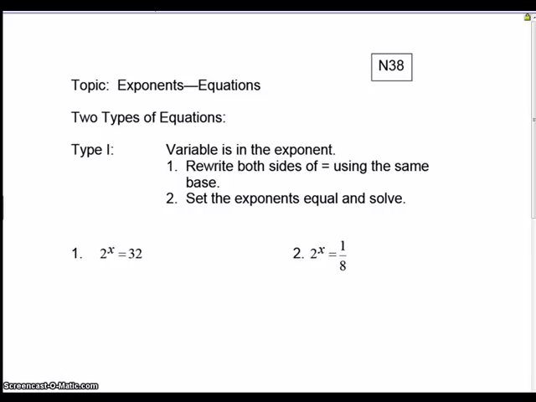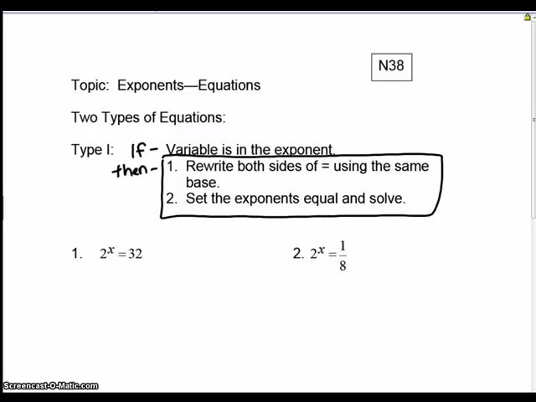Type 1: if the variable is the exponent, then this is what you're going to do. These are the two steps you're going to follow to solve for the variable. First off, you're going to rewrite both sides of the equation using the same base.